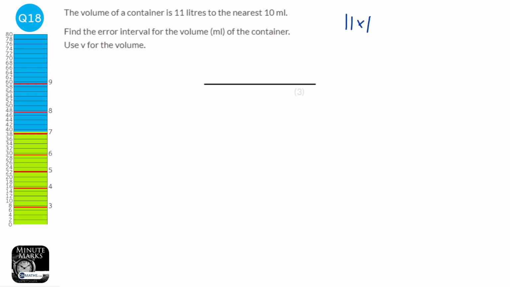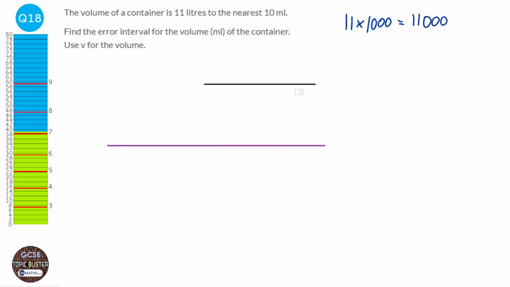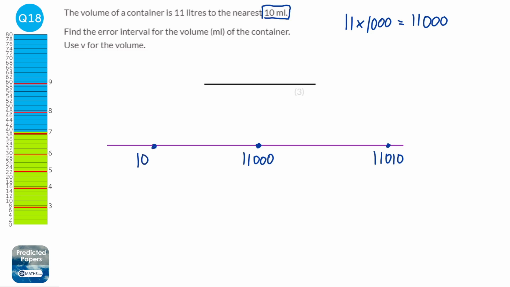So we're going to first of all convert the 11 litres into millilitres. So we're going to do 11 times 1,000, which would be 11,000. Okay, so we're going to just draw a line, like a number line. And we're going to have the 11,000 in the middle. Now, what would be the next one down if we're looking at to the nearest 10 mil? So we're going to add 10 mil on, which will be 11,010, and we're going to take the 10 mil away. So 11,000 take away 10 mil will be 10,990.